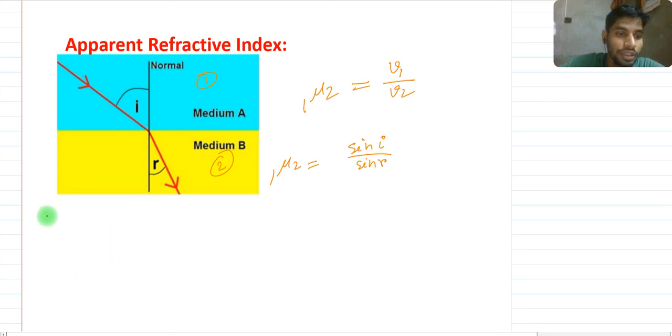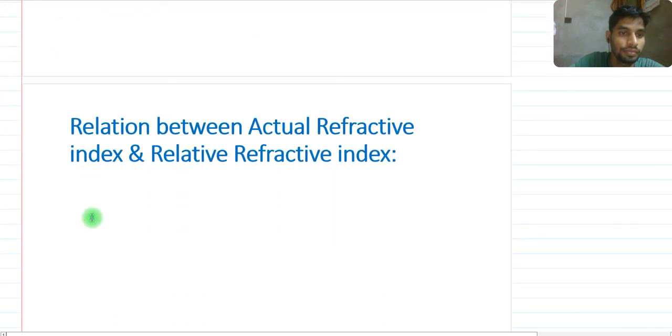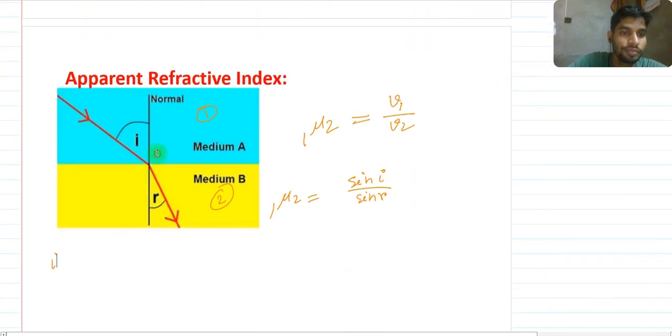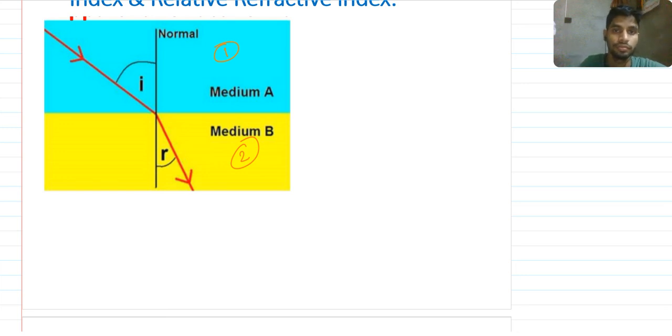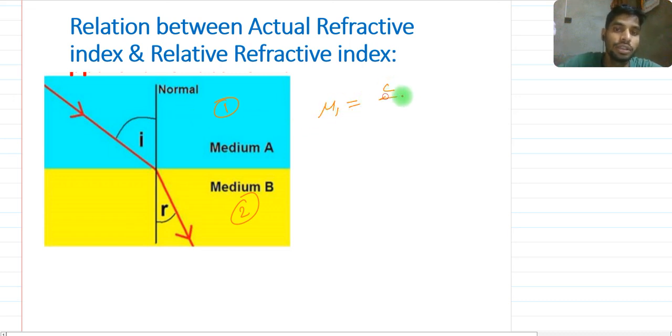Another thing: if I want to find the relation between actual refractive index and relative refractive index, what is the relation? See, suppose one ray is moving from one medium to another medium. For medium 1, mu 1 is C by V1. This one is the actual refractive index, and for mu 2 it is C by V2.